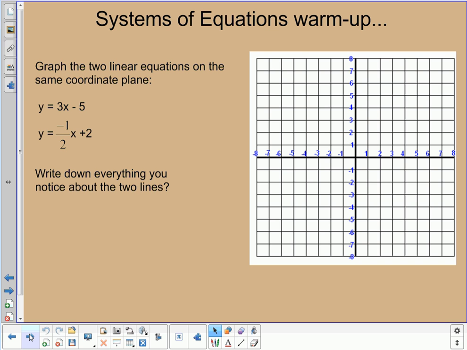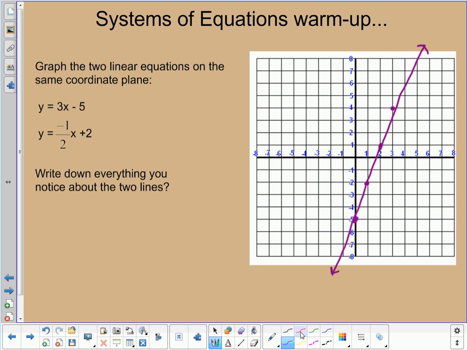An example up at the top says graph the two linear equations on the same coordinate plane and take a look at what you notice about those. If I graph these two equations here, I have -5 as a y-intercept for that top one, and a slope of 3, so count up 3, over 1, and do that a few times to give yourself a line like that. Remember, it's always good to go across the whole coordinate plane.